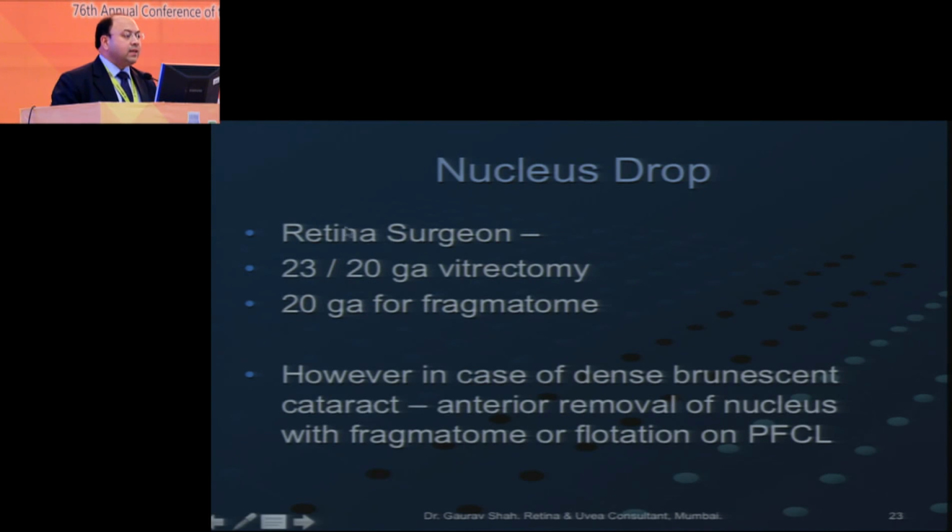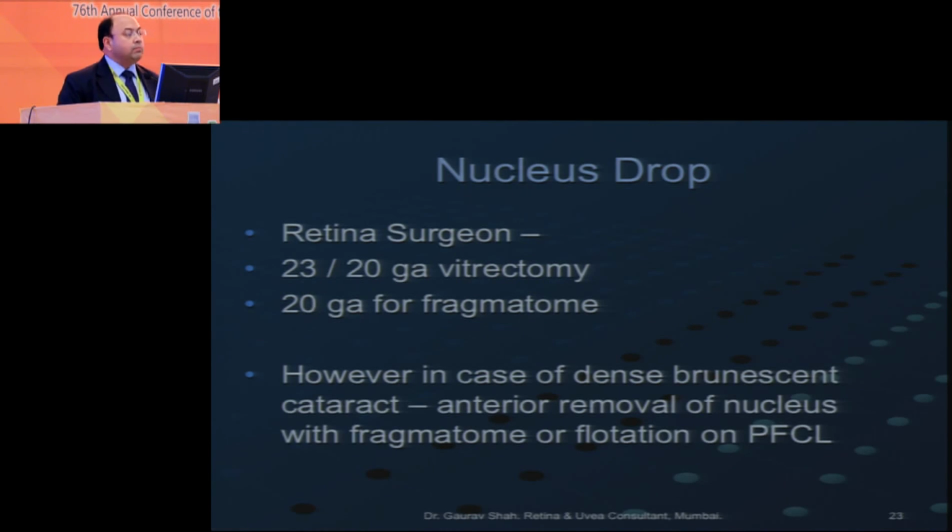Now, what does the retina surgeon do once he gets such a nucleus drop? We usually go with a combined 23 and 20 gauge vitrectomy. What do I mean by combined? Out of the 3 sclerotomies, the 2 sclerotomies, that is for the infusion and for the left hand for a right-handed surgeon, are 23 gauge, but the right hand incision is 20 gauge, because up till now the phragmatome is usually only available in 20 gauge.